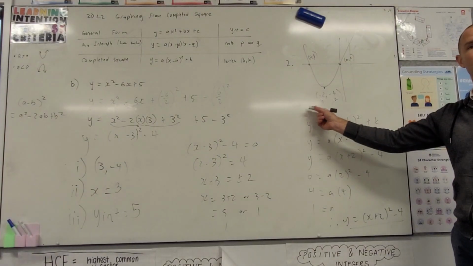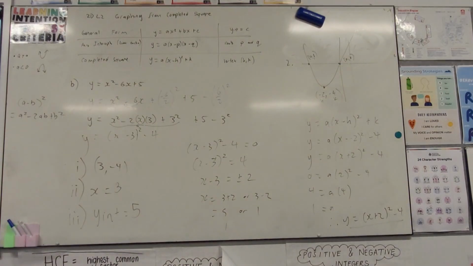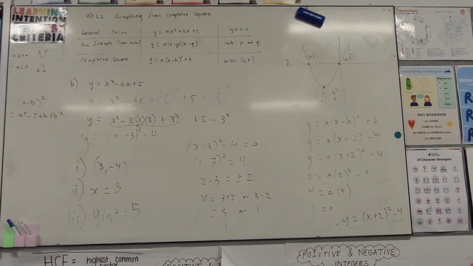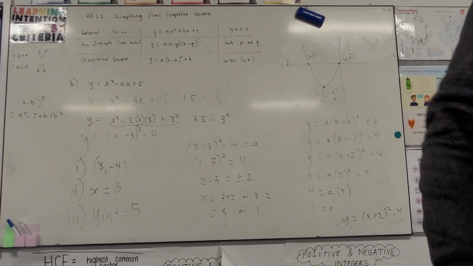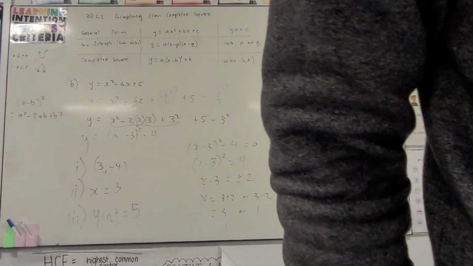So that's all. That's our 3 examples. Again, we'll have a look at the front of our notebook for our checklist. We're 2D lesson 2, so we're graphing from completed square. So the exercise we're doing to start with is 2D.1, question 4 and 5. All right, that's where we'll start, and then we move on to 2D.2, question 1 and 2. Excellent. That's our lesson.